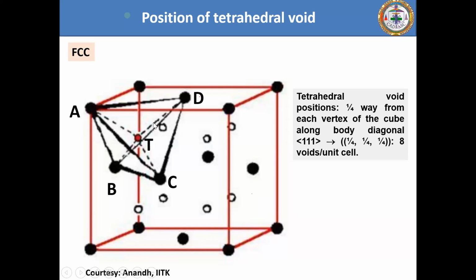ऐसा करके कितना हम लोग बना सकते हैं? In total, one body diagonal you can have two positions, isn't it? 1 by 4, 3 by 4. अब 3 by 4 मतलब दूसरे के रेस्पेक्ट में, उल्टा चीज के रेस्पेक्ट में क्या आएगा? 1 by 4. Similarly, you only told me that you have 4 body diagonals. तो कितना बनेगा? 4 into 2 कितना होगा? 8 voids per unit cell. Simple way to understand.